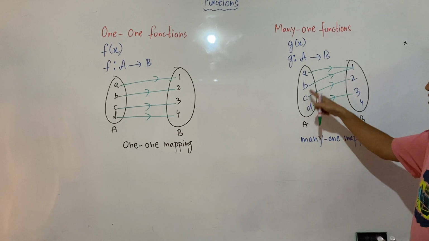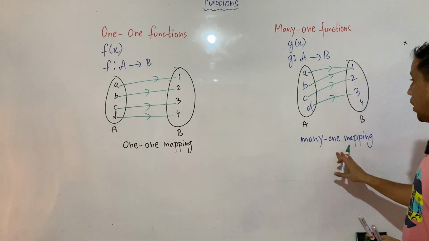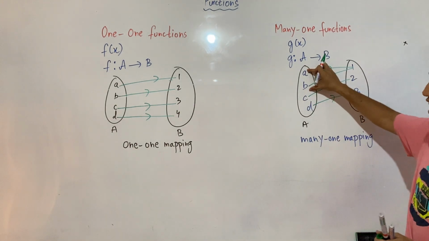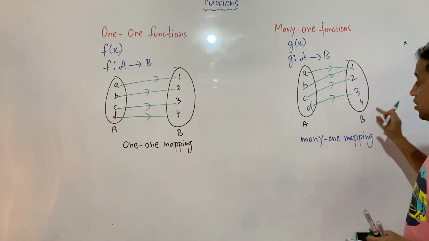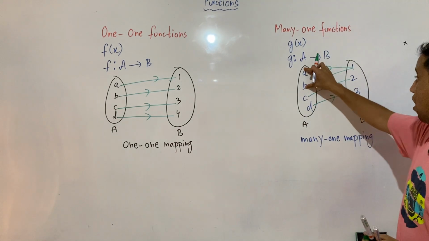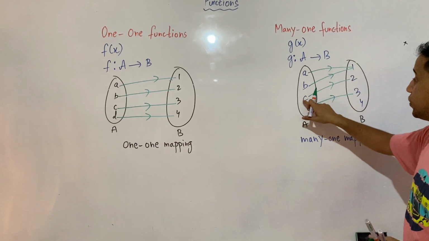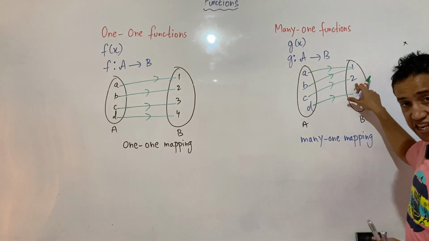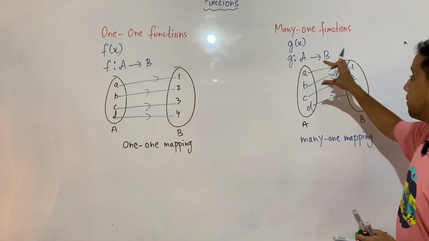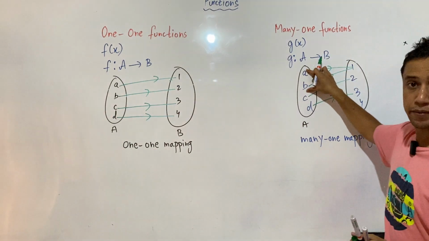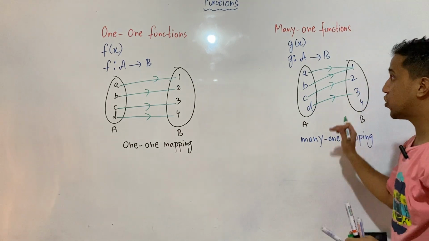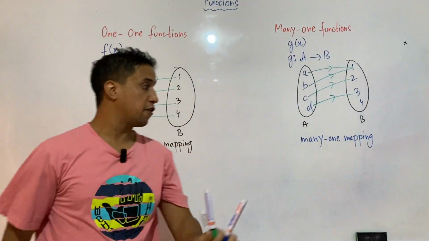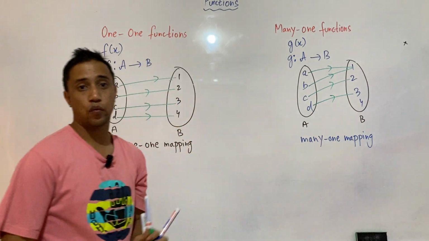Now this type of mapping is many-one, because here I have 2 elements that are related to one element in set B. So many are related to 1, even though each has a single and unique image, I have 2 elements here that are related to one element. So overall, this function is going to be a many-one function.